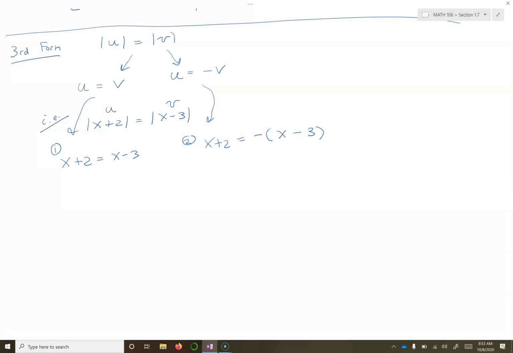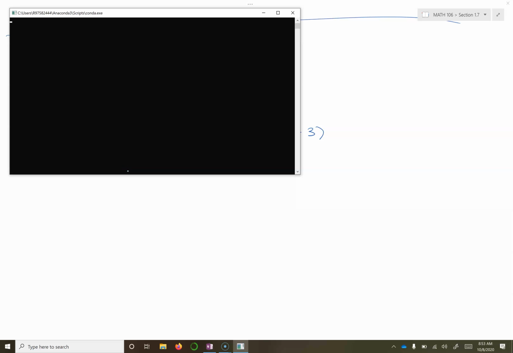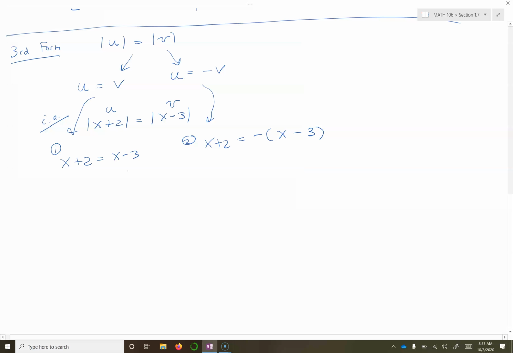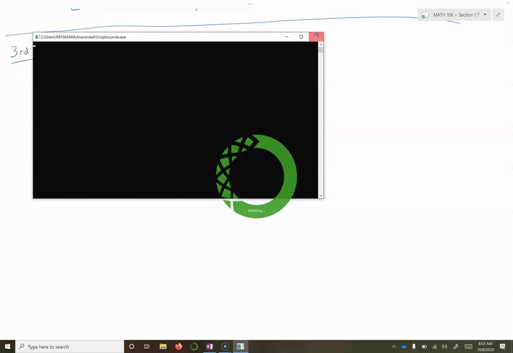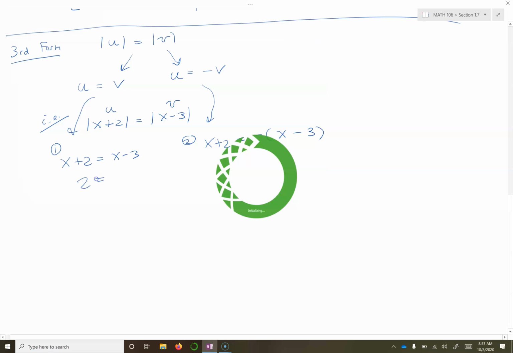Now you just solve these simple equations. So what do you get over here with x plus 2 equals x minus 3? See how the x's cancel out and you get 2 equals negative 3? Is that true? So that's false. Okay. So you can ignore that specific case.